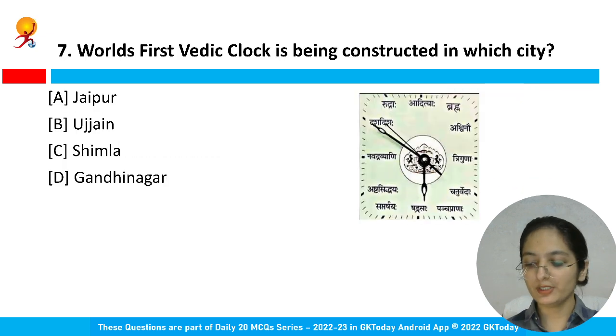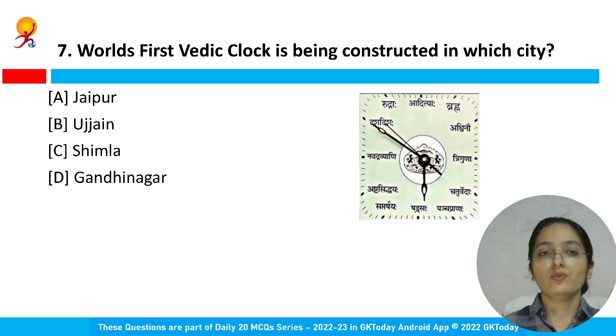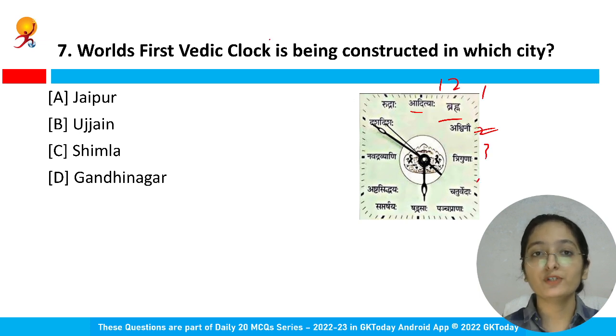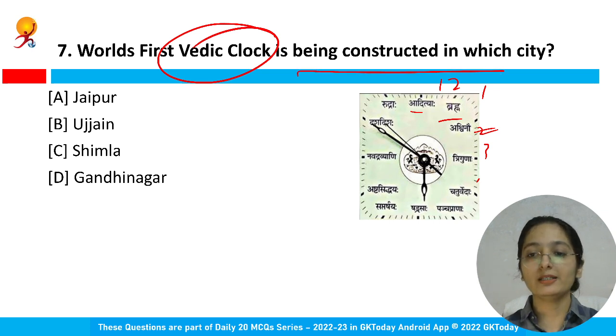Now let us move to the next question. World's first Vedic clock. You can see this is a Vedic clock where it is written Aditya Brahm, right? Aditya Brahm. So it's like 12, 1, 2, 3, 4, this way. So this is the world's first Vedic clock. It is being constructed in which city? They are asking.